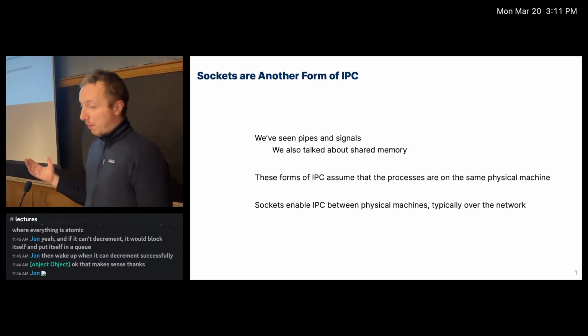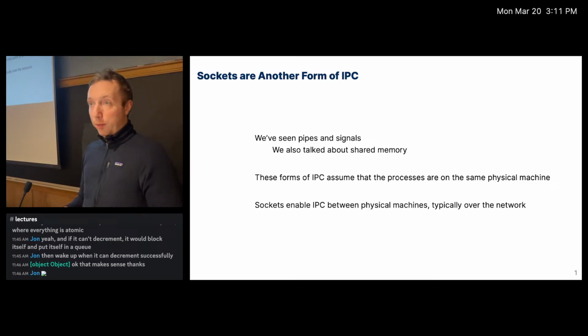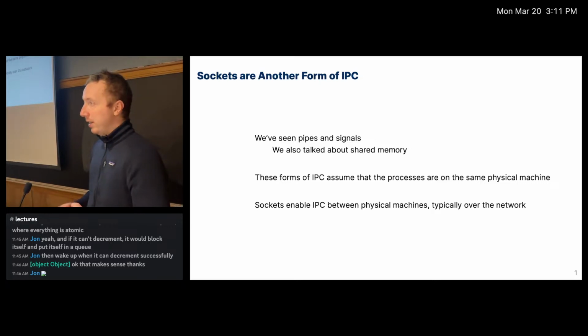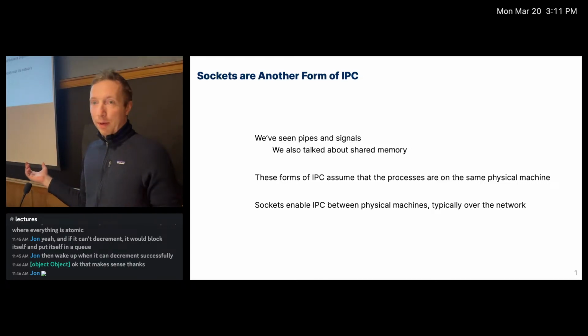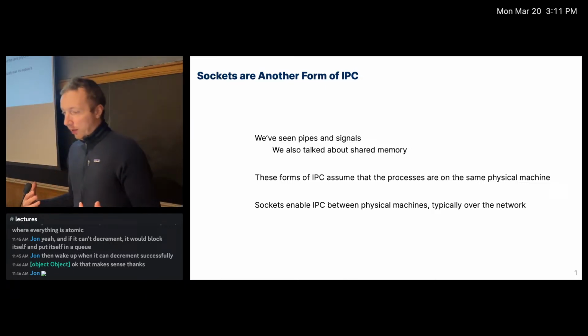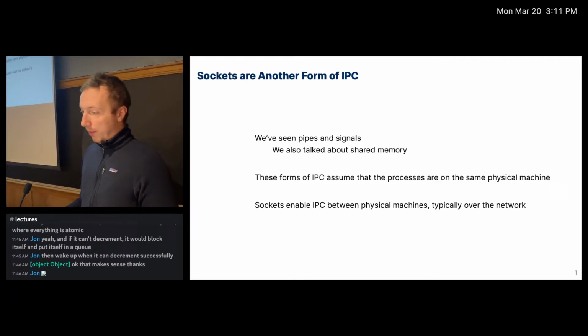So we've seen pipes, we've seen signals, we've also talked about shared memory, how you can use that to share between processes. But these forms of IPC assume you are on the same physical machine. Obviously, shared memory is not going to work between machines because they don't have access to the same memory. So sockets are the first form of IPC we'll see that's between physical machines, and typically this will be over a network and using your network card, Ethernet, Wi-Fi, all that fun stuff.